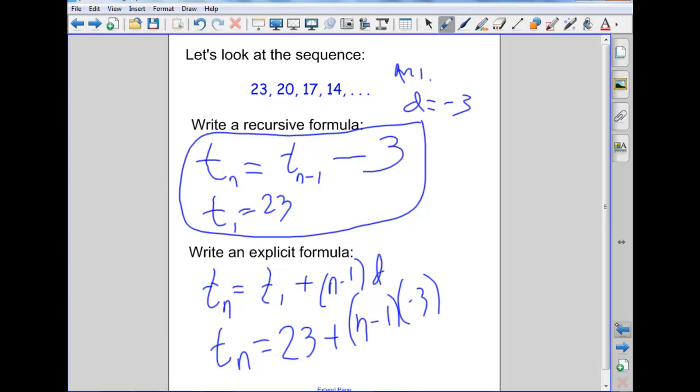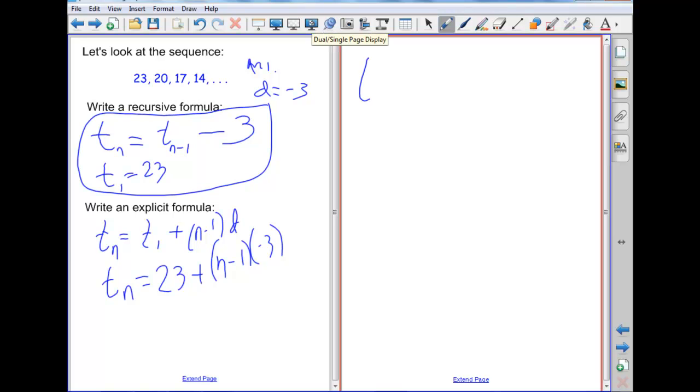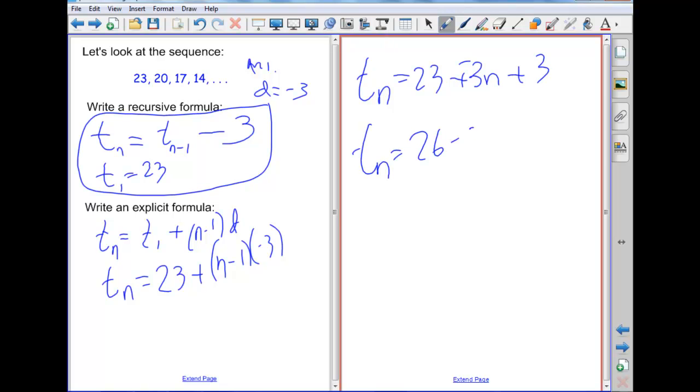I'm not going to let that be the end. I want you to go further. I want you to simplify it. 23 plus -3n plus 3. So T sub n equals 26 minus 3n. There's the explicit formula. Okay? Questions? Yes, very good. Yes. Okay.